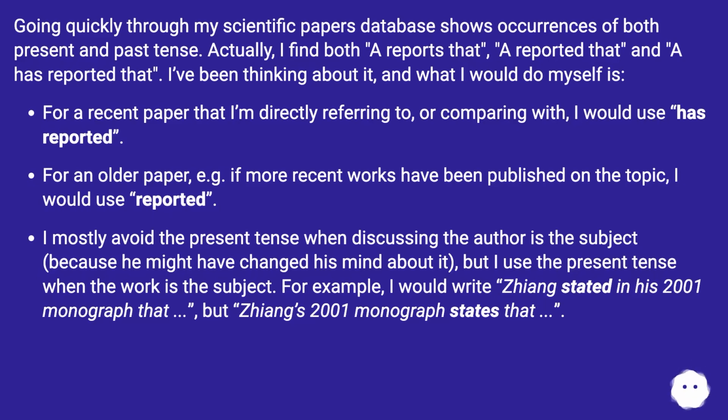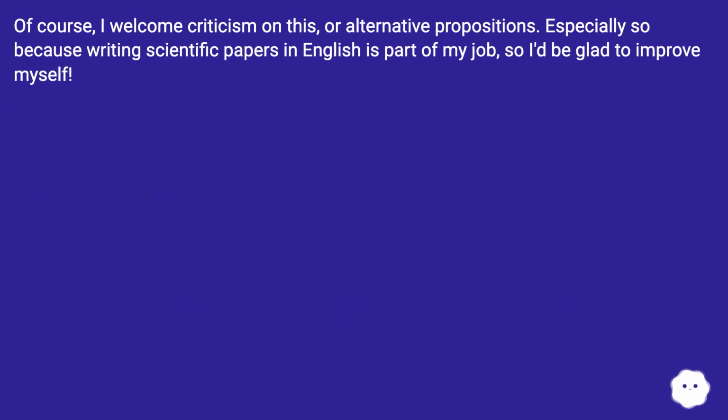I mostly avoid the present tense when discussing the author as the subject, because he might have changed his mind about it, but I use the present tense when the work is the subject. For example, I would write "Zhang stated in his 2001 monograph that," but "Zhang's 2001 monograph states that." Of course, I welcome criticism on this, or alternative propositions. Especially so because writing scientific papers in English is part of my job, so I'd be glad to improve myself.